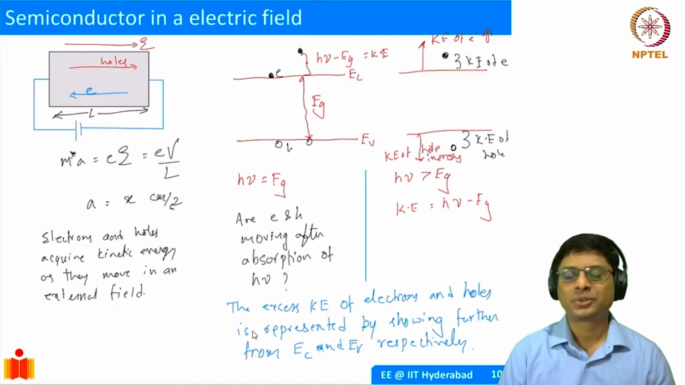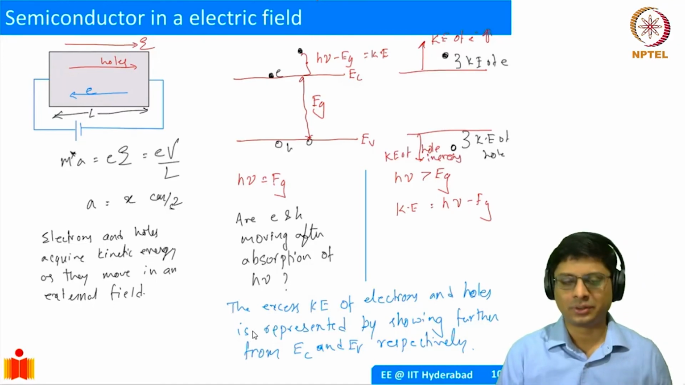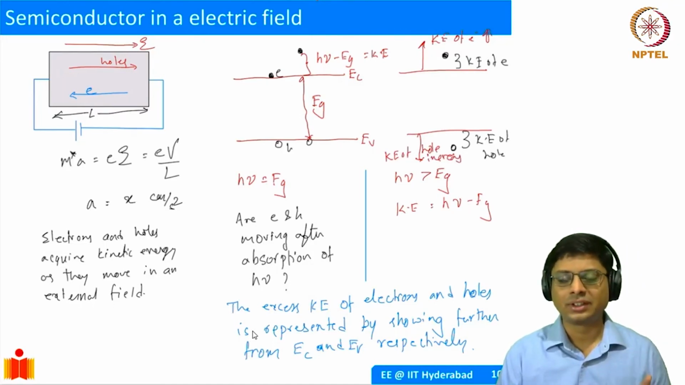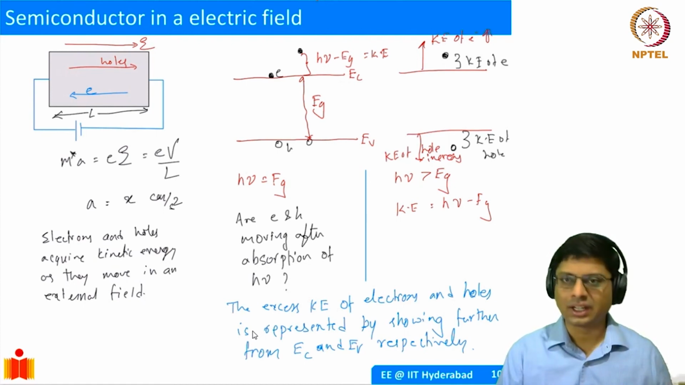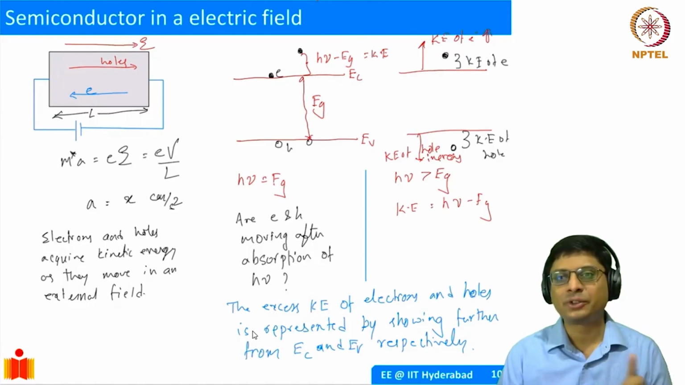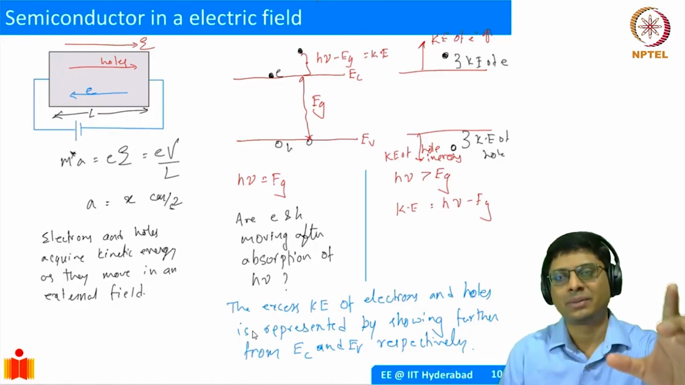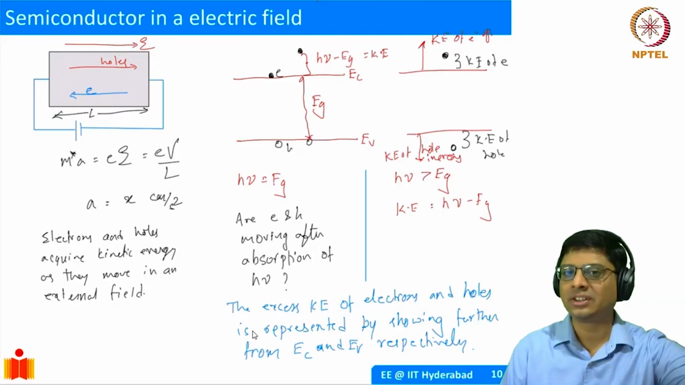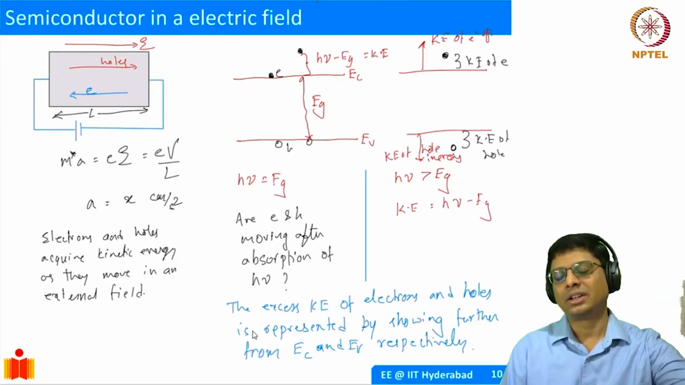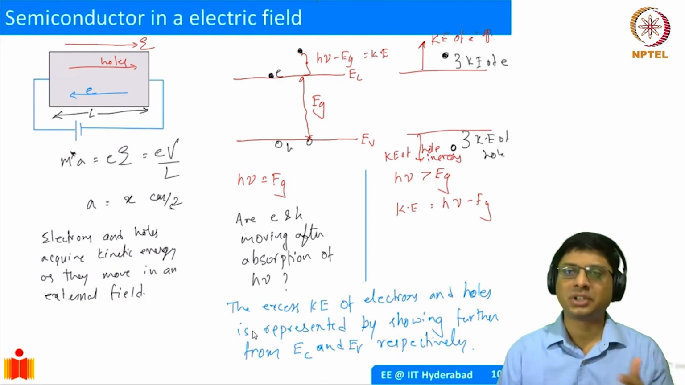So we said two concepts here. One is whenever you have electrons or holes traveling in an electric field, they acquire kinetic energy. And whenever they acquire kinetic energy, they have to be shown deeper into the bands, maybe deeper into the EC conduction band, or deeper in the valence band. Okay, that's how you represent them.